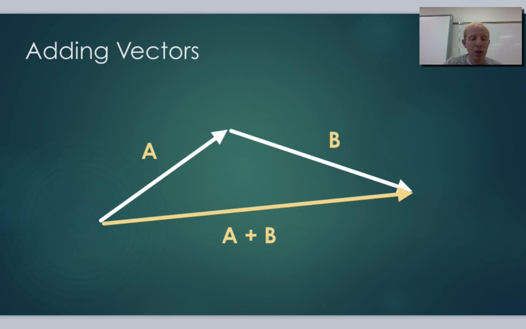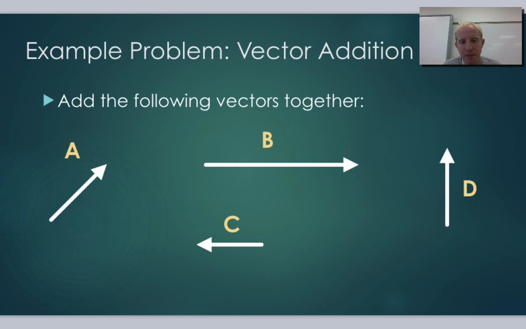Let's look at an example problem. Let's say I have the following vectors right here. I have A, B, C, and D, and I'm trying to add them all together. Again, we want to use the tip-to-tail method. We have all these different vectors working on one object. What's the complete total vector, the total force on this object?